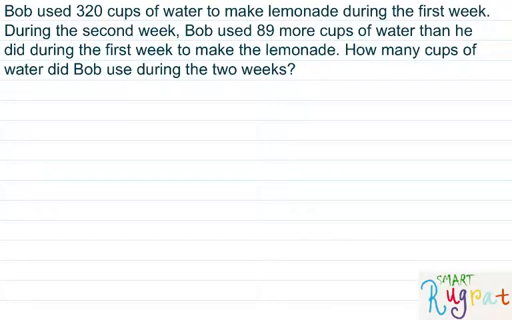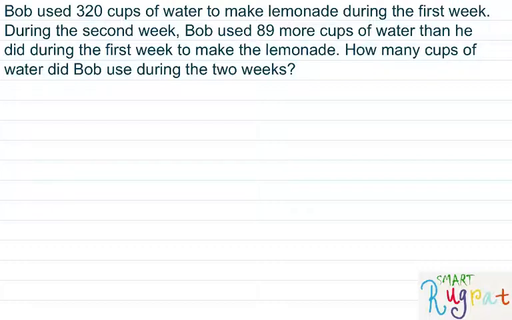Bob used 320 cups of water to make lemonade during the first week. During the second week, Bob used 89 more cups of water than he did during the first week to make the lemonade. How many cups of water did Bob use during the 2 weeks? Let's go back a sentence at a time.